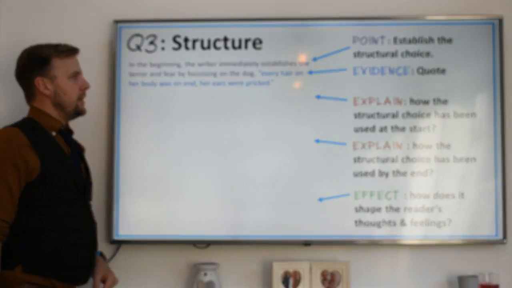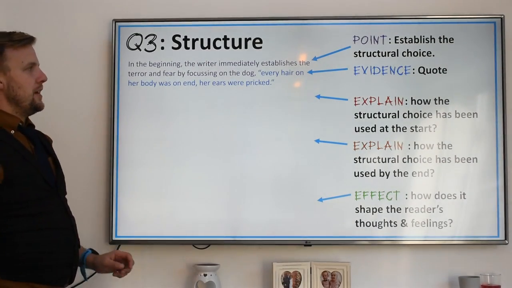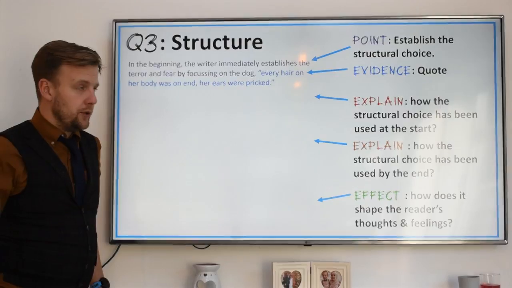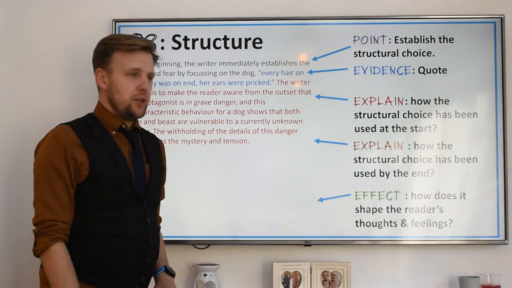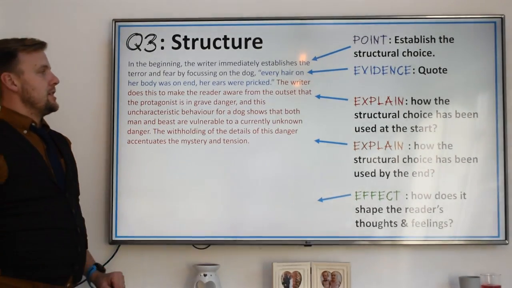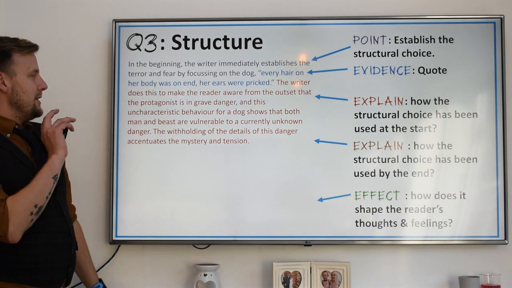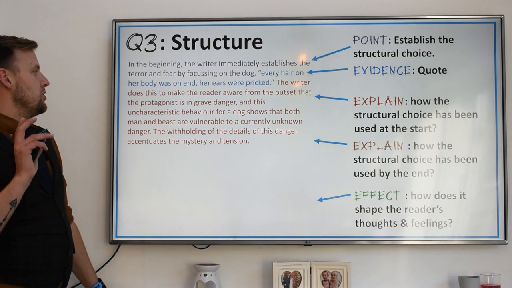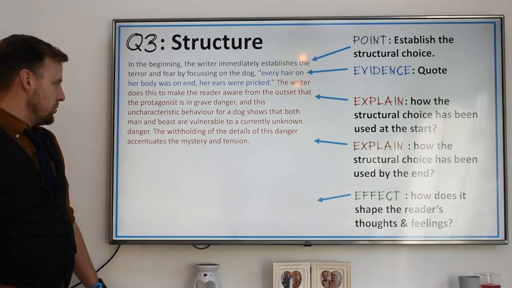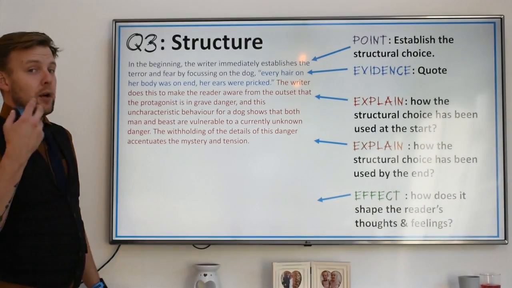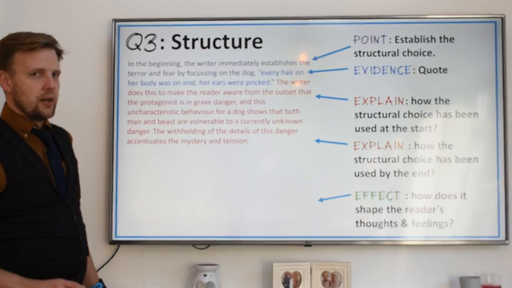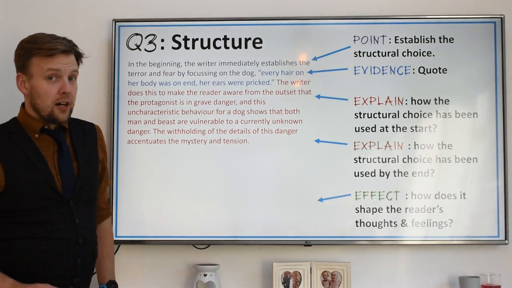So, in the beginning, the writer immediately establishes the terror and fear by focusing on the dog. And I've got my quote there. Let's explain how it's been used at the start. So the writer does this to make the reader aware from the outset the protagonist is in grave danger, and this uncharacteristic behaviour for a dog shows that both man and beast are vulnerable to a currently unknown danger, and they're withholding the details of that danger. So that's what's happening at the start.